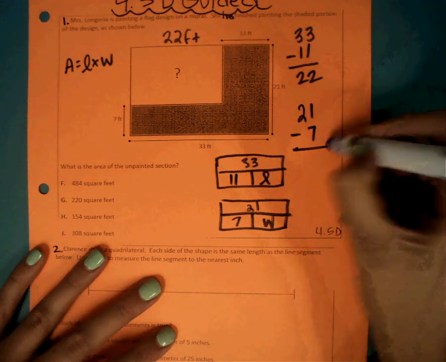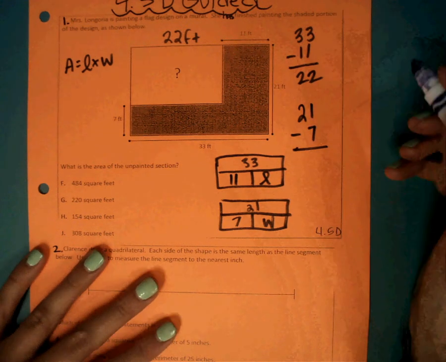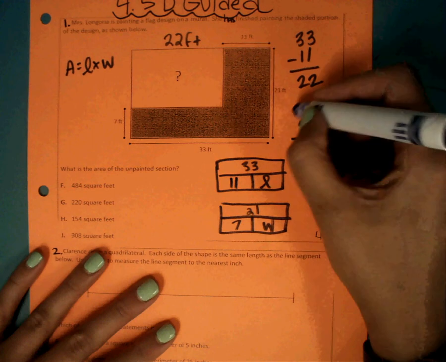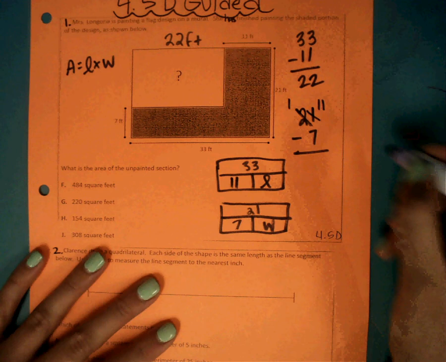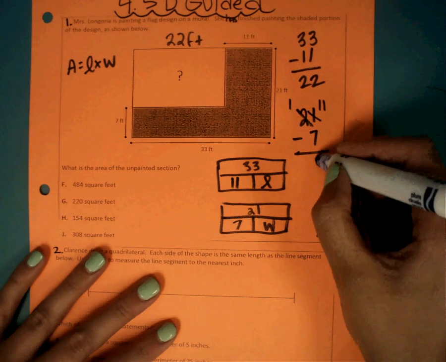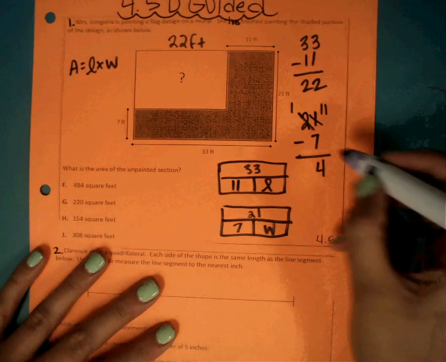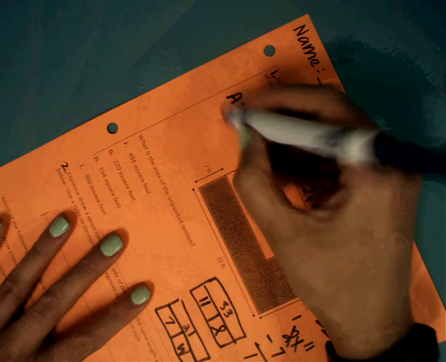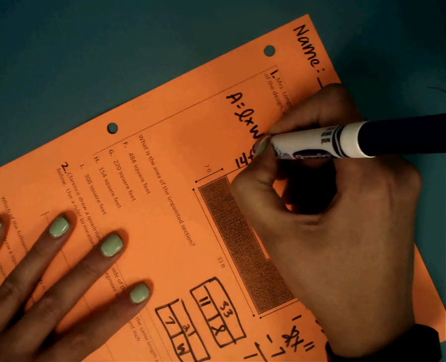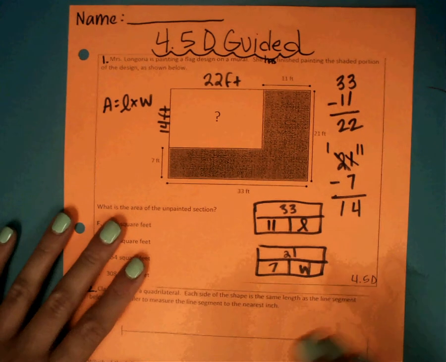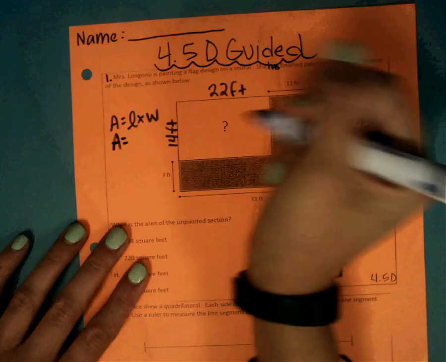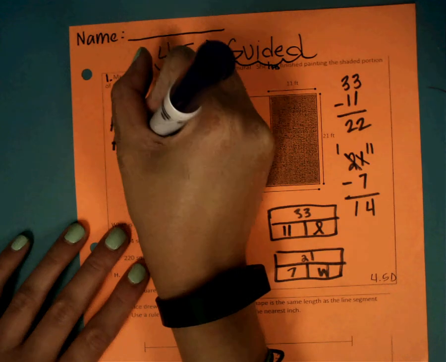1 minus 7, can't do it. Borrow from the 2, 2 becomes a 1, 1 becomes 11, 11 minus 7, 4, 1 minus nothing, 1. So the width would be 14 feet. Well, now that I know my dimensions of my unpainted section, now I can just multiply, right? I would say that A equals 22 times 14.